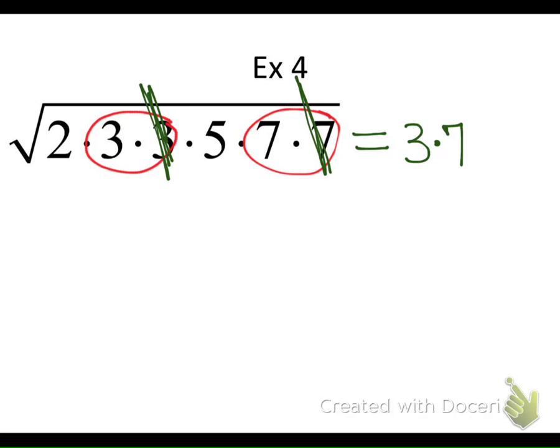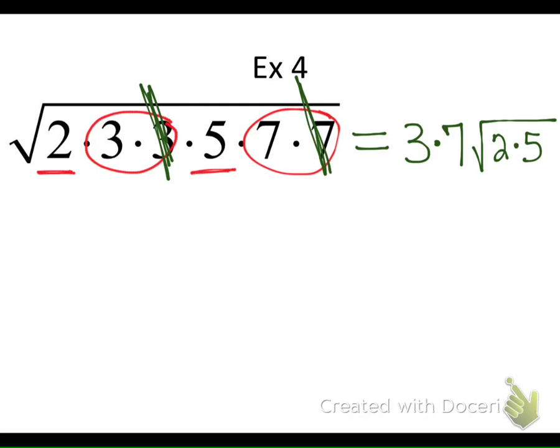What numbers did not have a pair? 2 and 5. So what happens with those? You have to put the square root sign, and 2. So that stays inside the square root sign. Those stay my radicands. You got it?